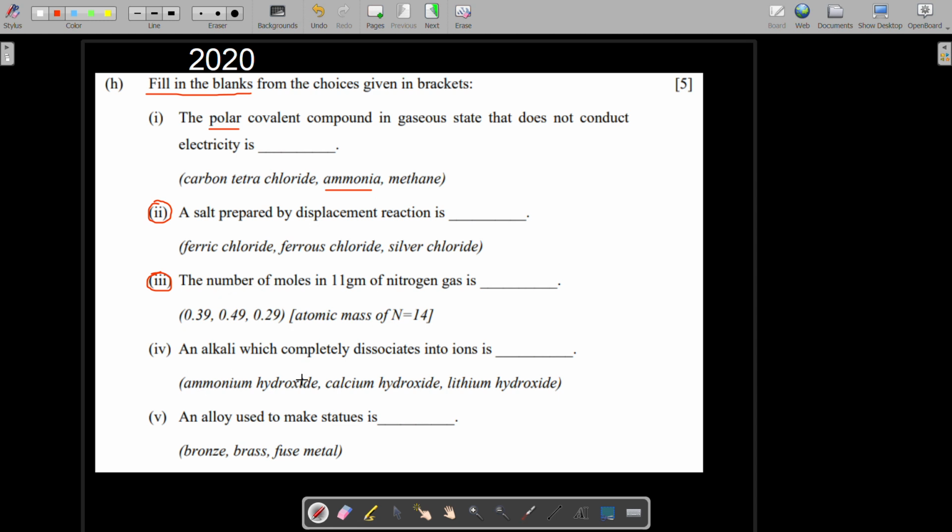An alkali which completely dissociates into ions. Options: ammonium hydroxide, calcium hydroxide, lithium hydroxide. Lithium is in group 1. Group 1 elements, their oxides and hydroxides, form alkali solutions. So therefore, this is the answer. Calcium hydroxide and ammonium hydroxide are weak. An alloy used to make statues: bronze.